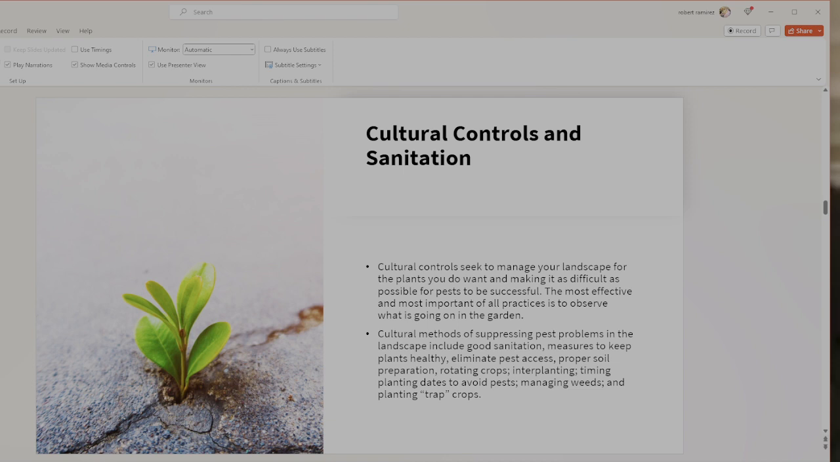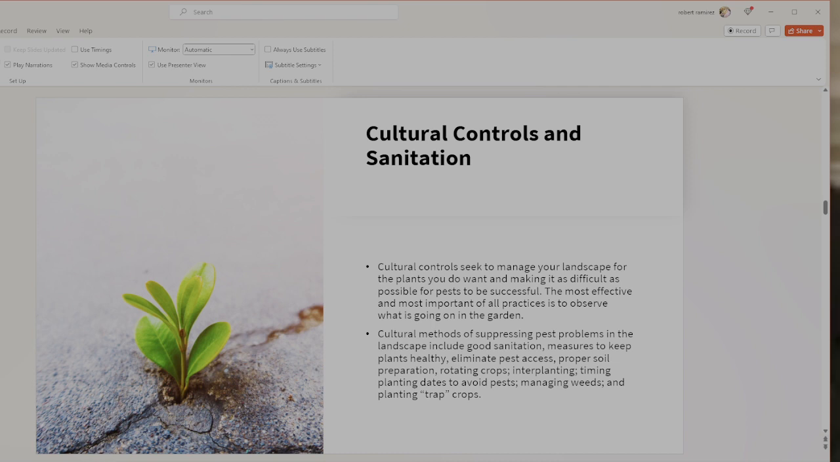Culture controls and sanitation. Culture controls seek to manage your landscape for the plants you do want and make it as difficult as possible for pests to be successful. The most effective and most important of all your practices is to observe what is going on in the garden.